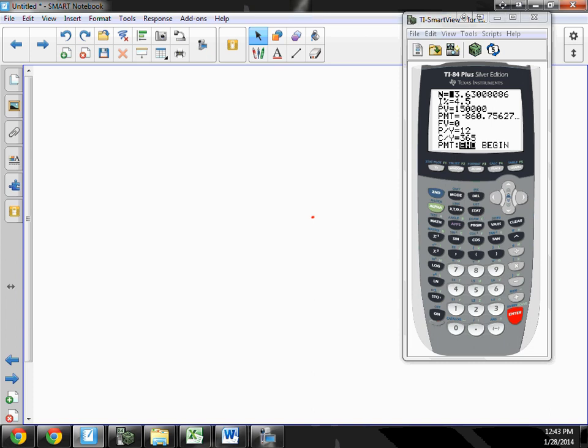The tricky thing is, as soon as you program a P/Y, it automatically changes your C/Y, which is the compounds per year. So a lot of people make a mistake because they'll go in and change their P/Y and then not realize that that changed their compounds per year.